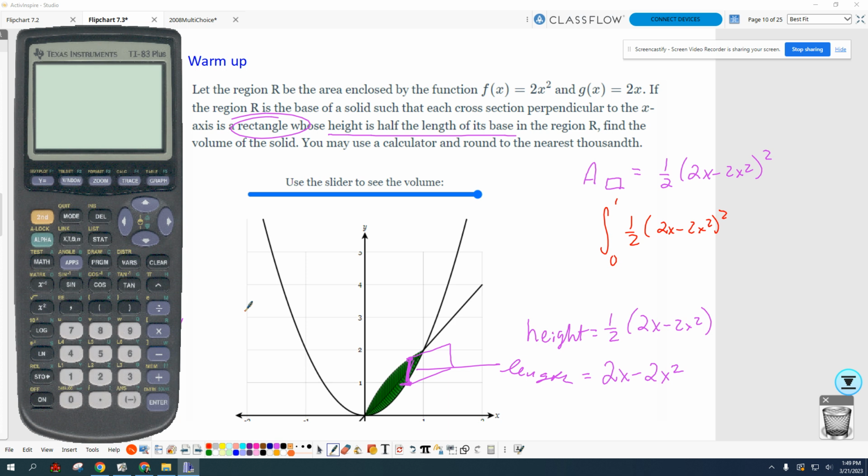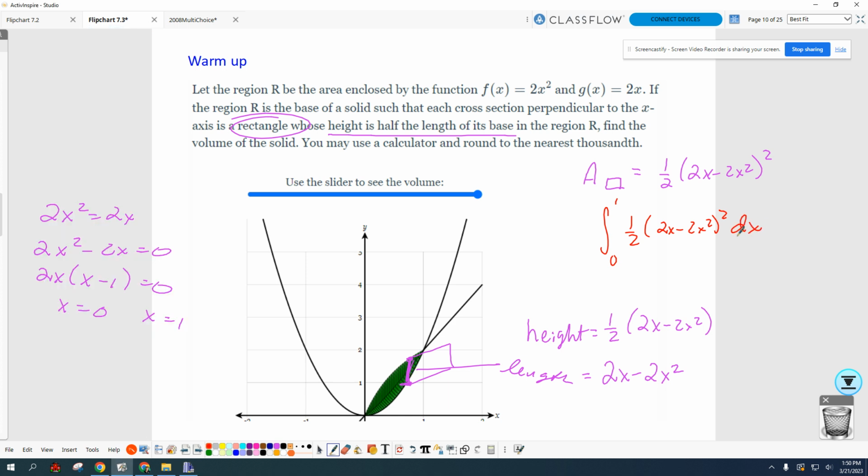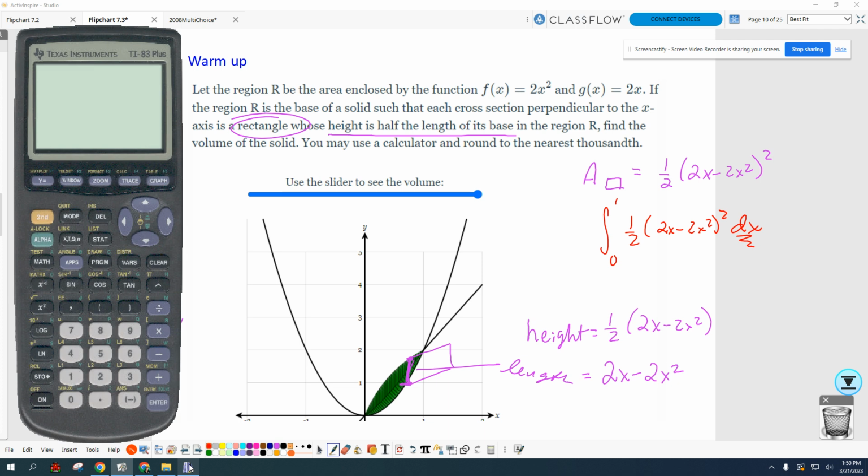So, we have this shape described, the length of this distance here, top curve minus bottom curve, you get this. In words, the problem said the height of that rectangle is half the width. So, area of a rectangle, base times height. And Ananya said to now get volume, that thickness is the dx. So type it in on the calculator.